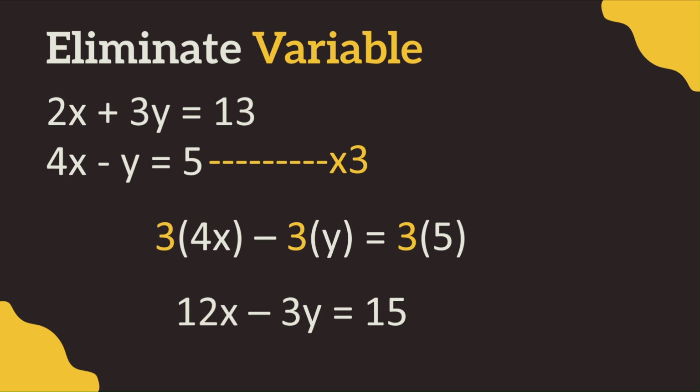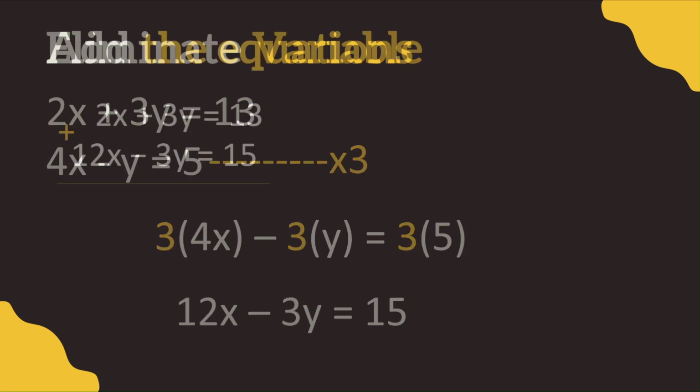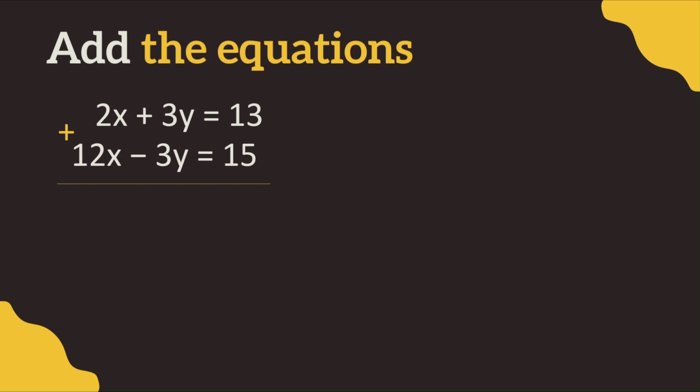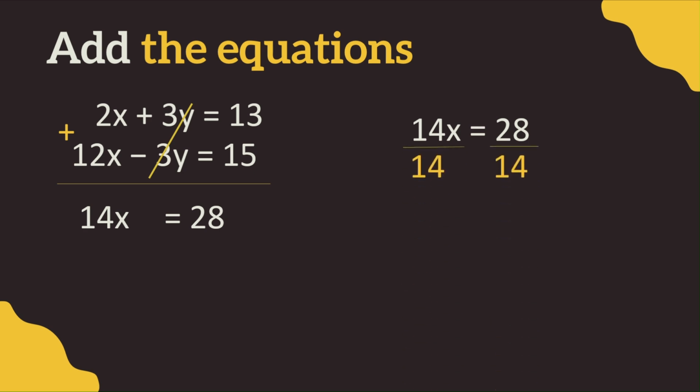Now if we add the two equations together, the positive 3y and the negative 3y will cancel each other out. So let's add them. Adding 2x and 12x gives us 14x. The y terms disappear. And 13 plus 15 equals 28. So we're left with 14x equals 28. Now divide both sides by 14. This gives us x equals 2. We've now found the value of x.